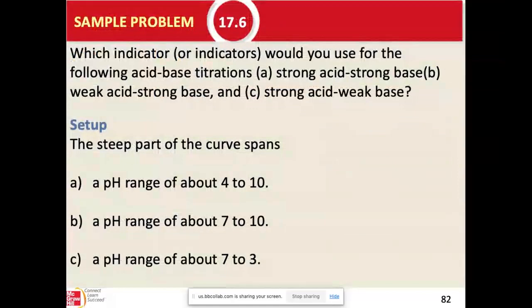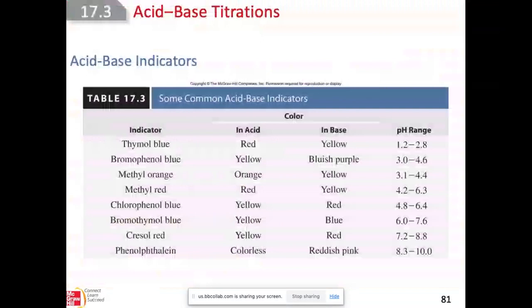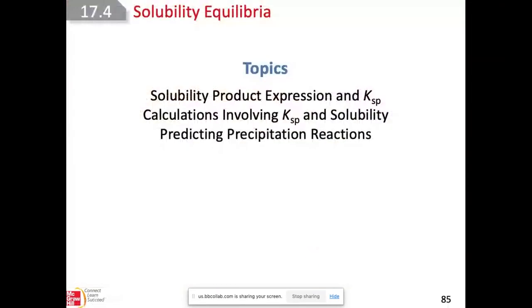Then they're asking you which indicator you would use for the following acid-base titration. What you really have to do is, they're giving you the steepest part of the titration curve, so the pH range about 4 to 10, and 7 to 10, 7 to 3. So you have to look at these indicators and see, do they change color in that part?